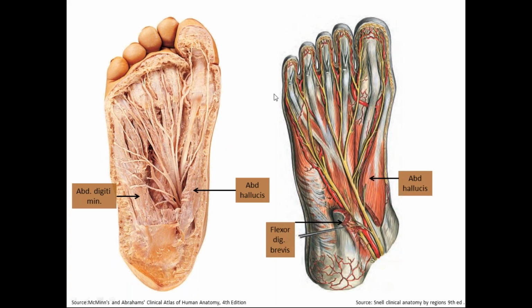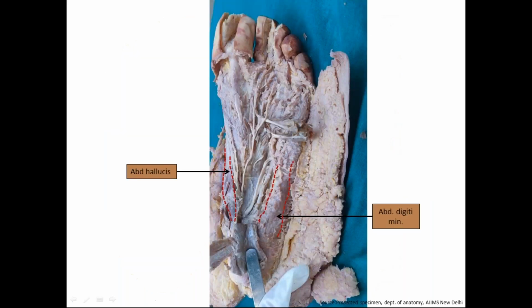So again, in this image, what you can see is the abductor hallucis and the flexor digitorum brevis, and you can see how from the main trunk the branches are going to give supply to these two muscles of the first layer before it gives these digital branches, right? So before dividing into the digital branches, the proper and the common digital, it gives innervation to the abductor hallucis and the flexor digitorum brevis.